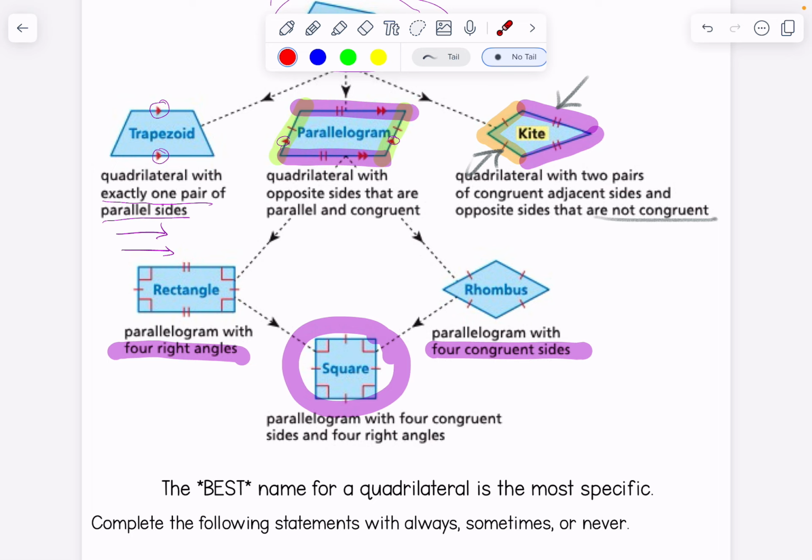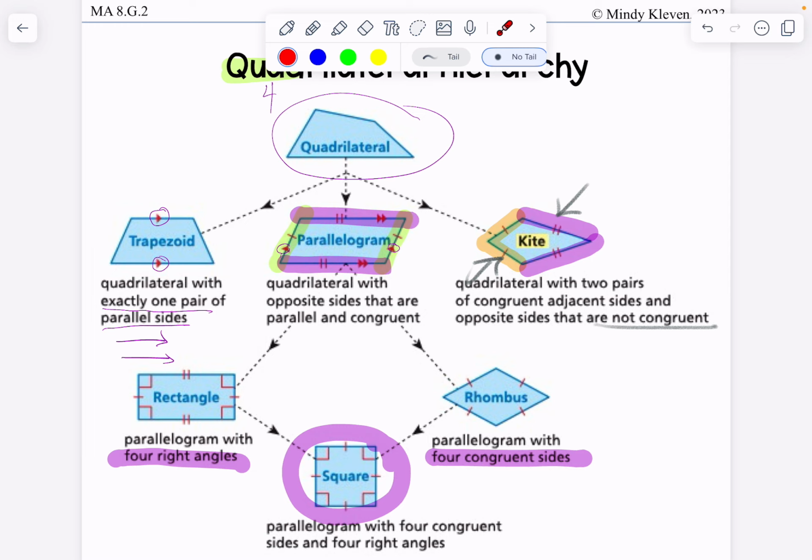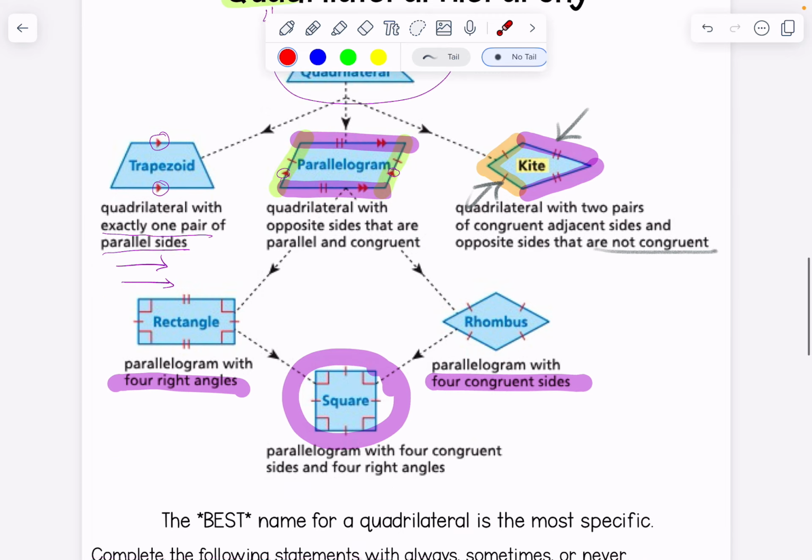Same thing with a parallelogram. If you had a shape like this that does not have the four right angles or four congruent sides, but it has opposite sides parallel and congruent, we could call it a parallelogram. We can also call it a quadrilateral. The best name for it, though, is the parallelogram.